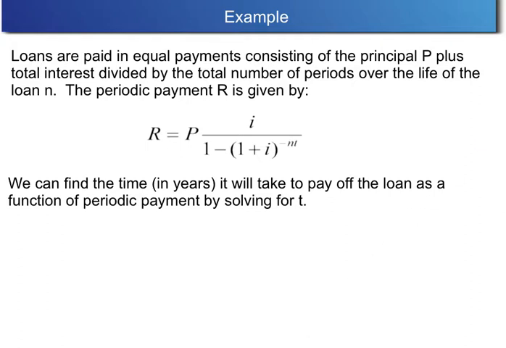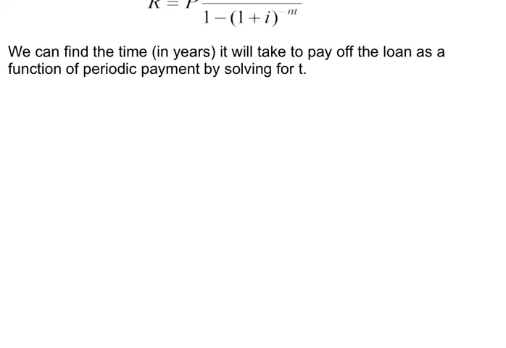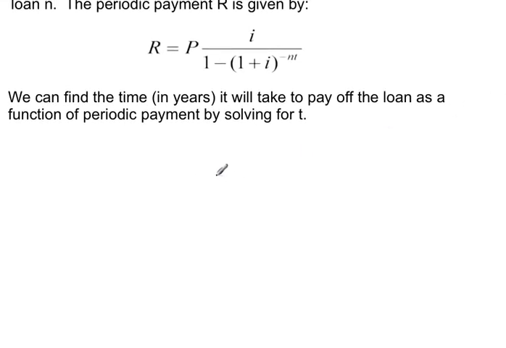Let's see, I'm going to extend this page a little bit. Okay, so in order to solve for T, the very first thing I'm going to want to do is move the P to my numerator there. So that's R equals P times I all over 1 minus (1 plus I) to the minus nt.